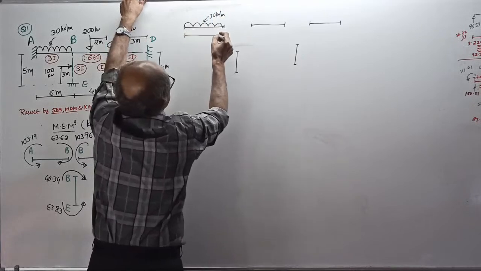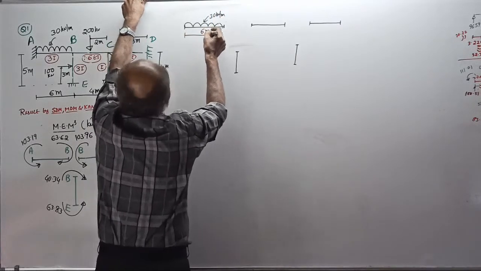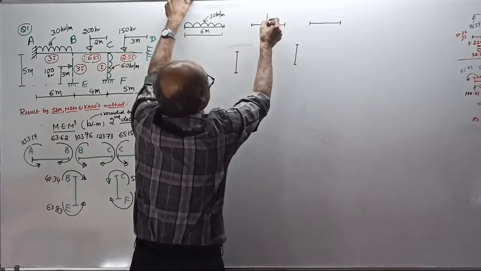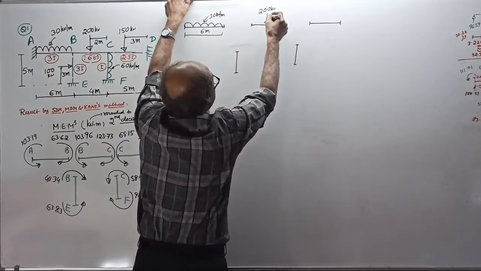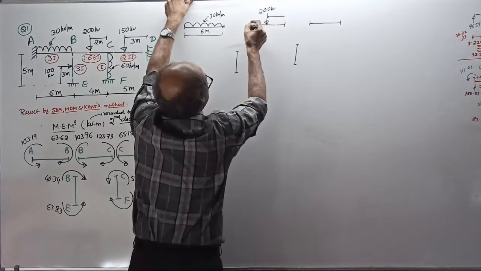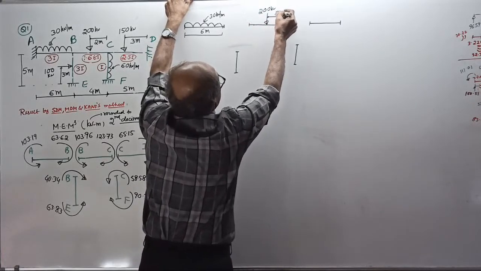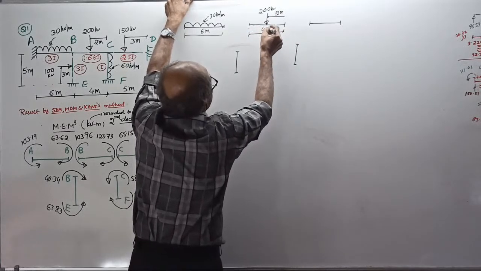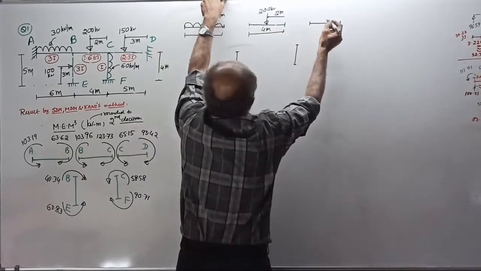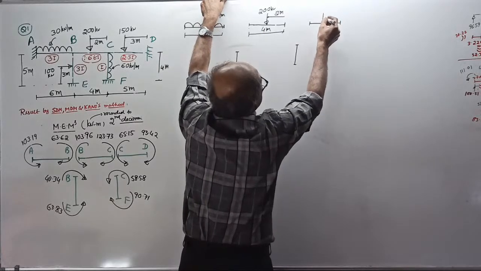Span is 6 meter. Here, 200 kilonewton load, a little more. Okay. At 2 meter from here, span is 4 meter. And here, 150 kilonewton load.